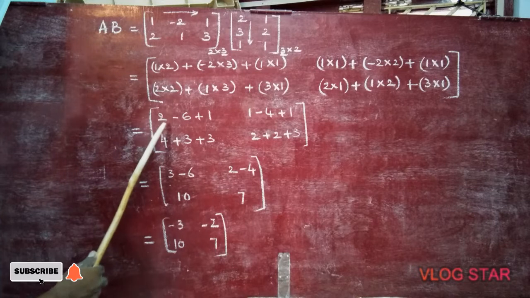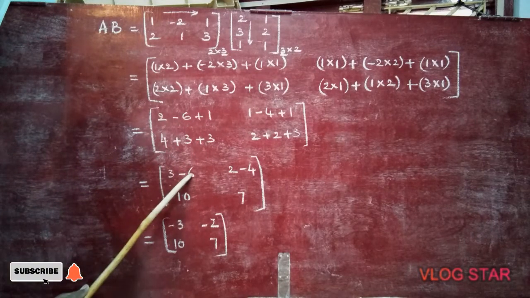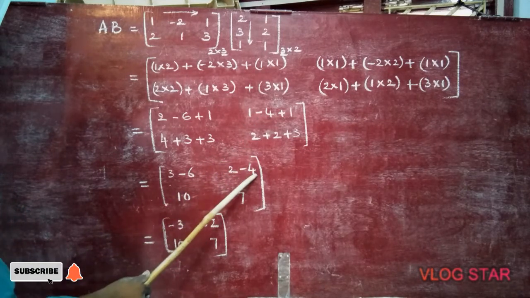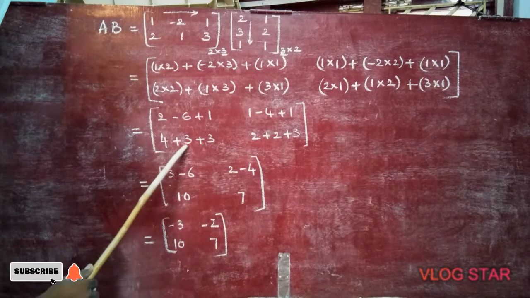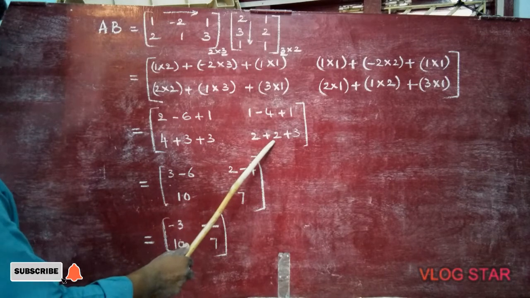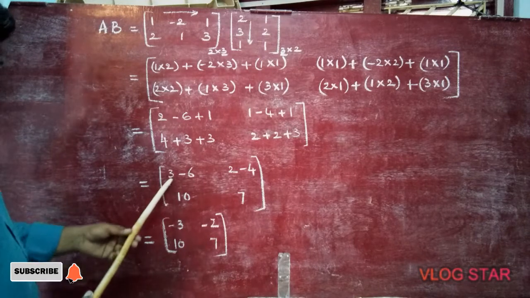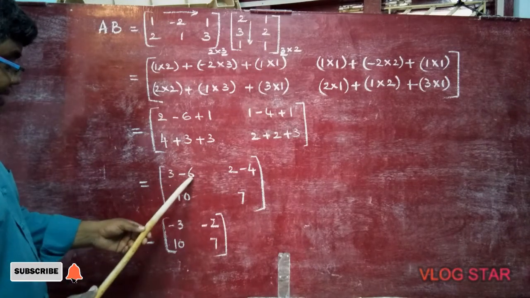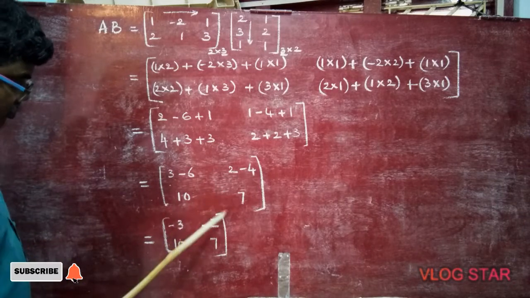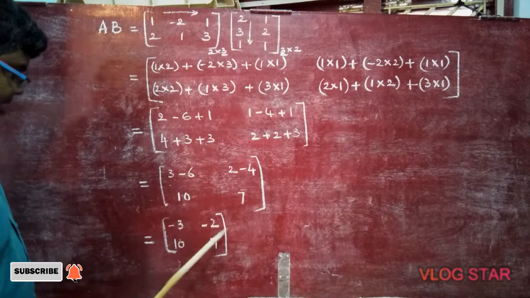Now simplify. Add positives. 2 plus 1, 3, minus 6. Next, 1 plus 1, 2, and minus 4. Add 4 plus 3, 7, 7 plus 3, 10. 2 plus 2, 4. 4 plus 3, 7. Still simplification is there. 3 minus 6 is minus 3. 2 minus 4 is minus 2. And 10 and 7 as it is.